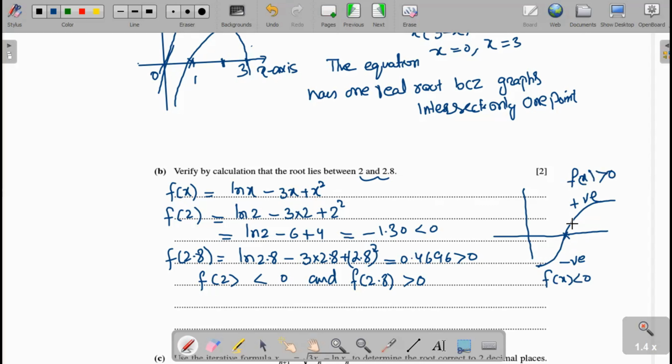If the sign changes, it means the root lies in between. Suppose that value is 2 and that value is 2.8. Therefore, at 2 the value is negative, at 2.8 it is positive. The root lies between 2 and 2.8.